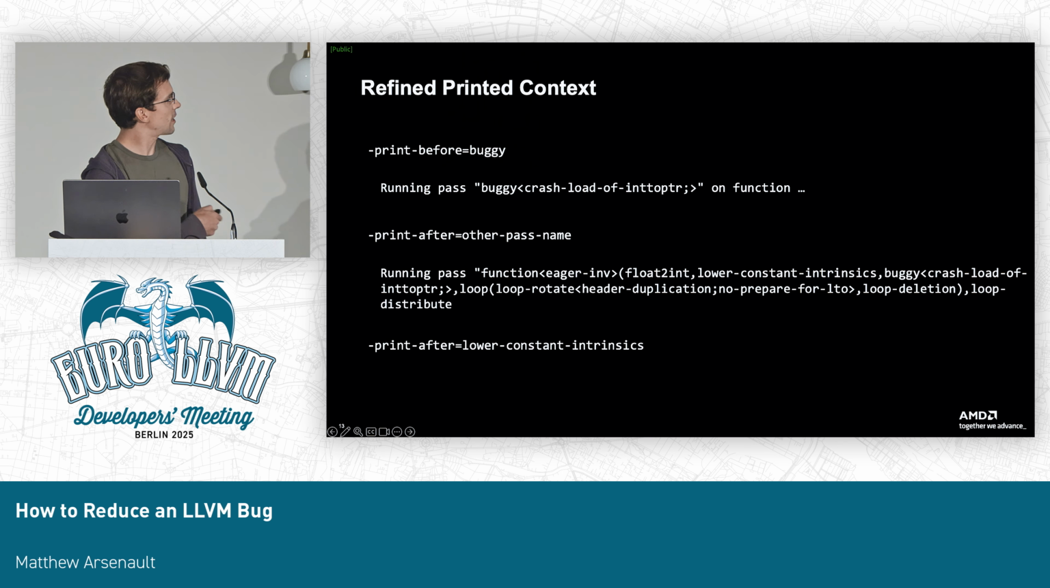Of course, you can take all these flags to opt and just put them to Clang too if you want to. You can use Clang or opt pretty much interchangeably. You just have to prefix them with -mllvm with Clang.